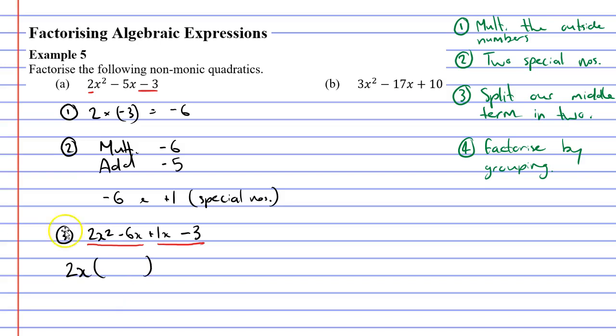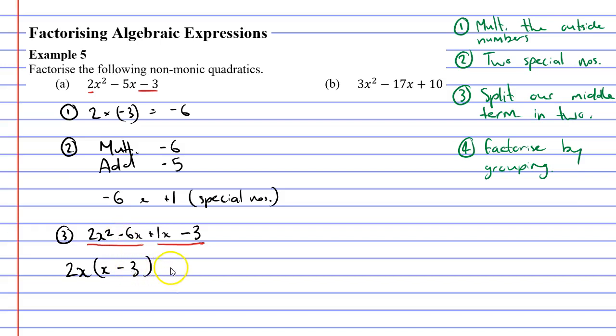Then I'm going to have a set of brackets, and I think to myself, 2x times what gives me 2x squared? Well, that's going to be x. Then the minus sign. 2x times what will give me minus 6x? I need to put down a 3. Just to double check, 2x times x is 2x squared, and 2x times 3 gives me 6x, and then I put the minus sign in the middle.